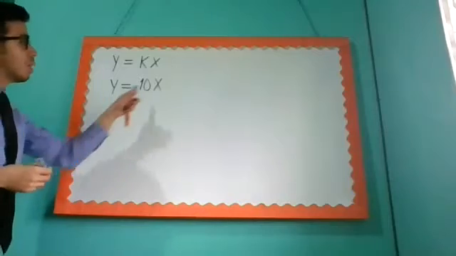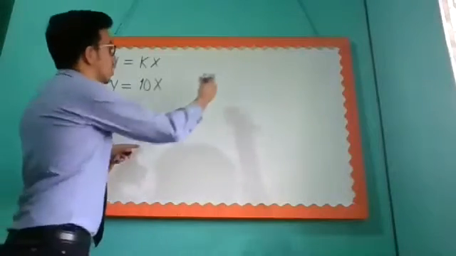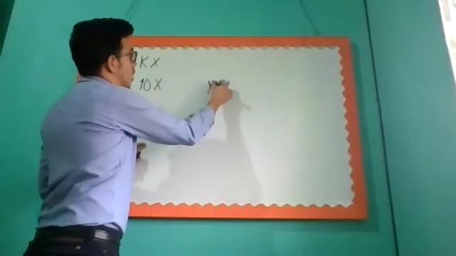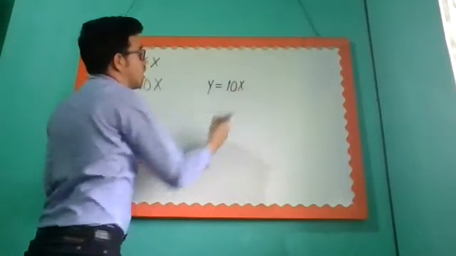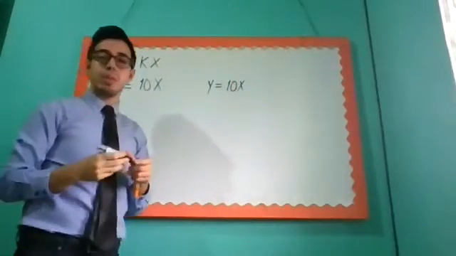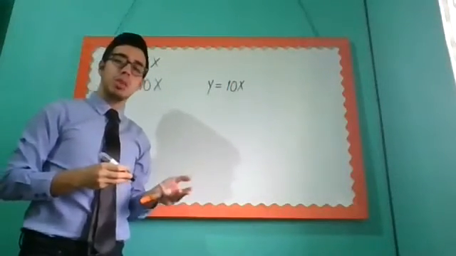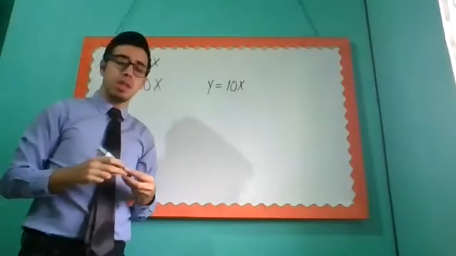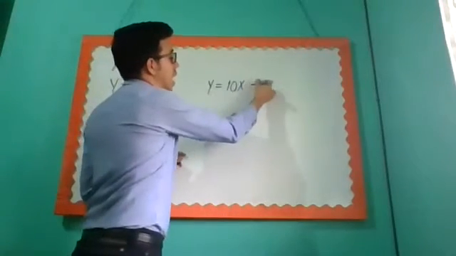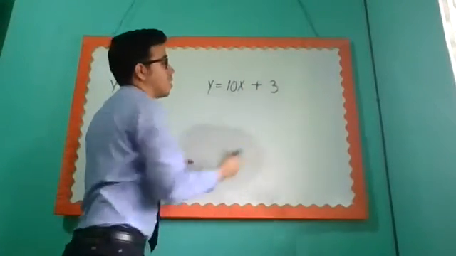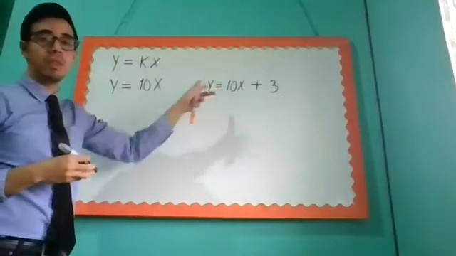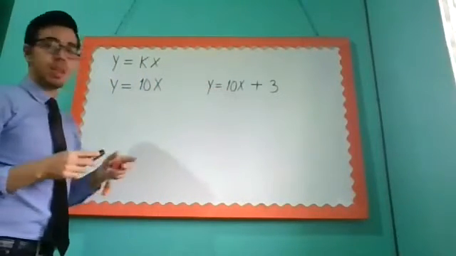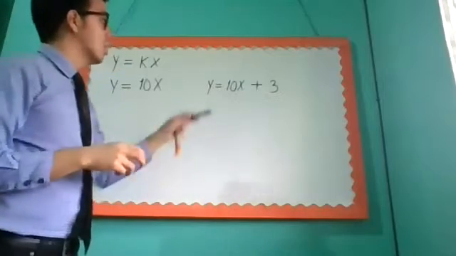Okay, and what is the equation for Isabel? Isabel is y equal 10x, but she is going to add something more because she paid $3 for the shoes. So you have the 10x plus 3 because she pays 3 more dollars, including the 10 for, okay, for play one game.